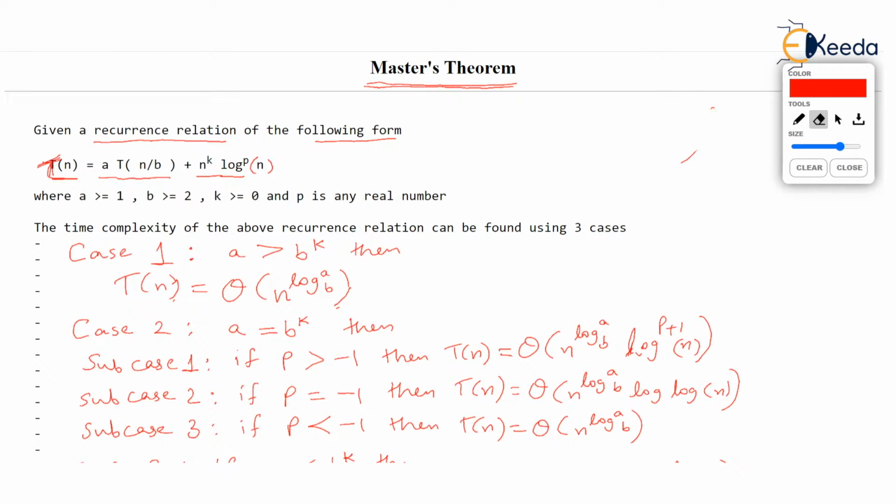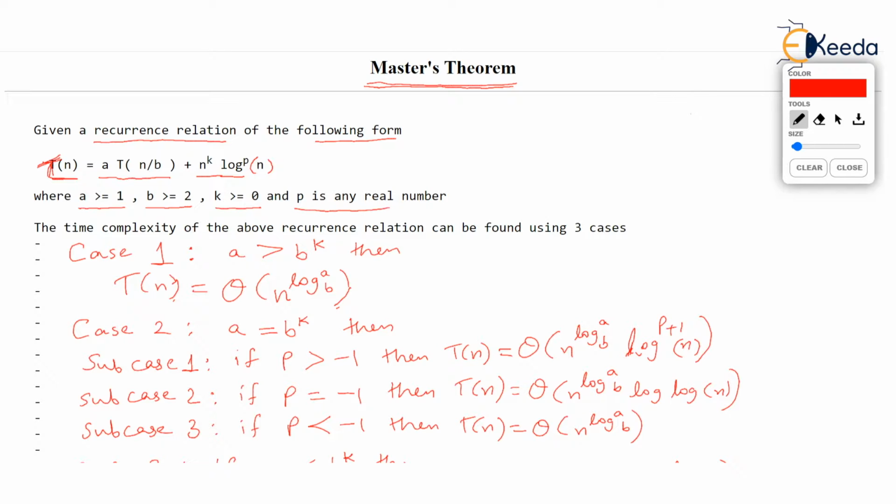Please try to understand, here a, b, k and p are constants, and there is some limitation on those constants also. Here a should be greater than or equal to 1. That means a cannot be 0. It should be at least 1 or more. Then b should be greater than or equal to 2, not n by b that we have written, that denominator b should be 2 or more. So b cannot be 1. And k, n raised to k we have written, that k should be greater than or equal to 0. So k can be 0 also. And p is any real number.